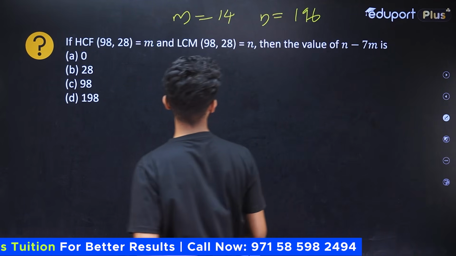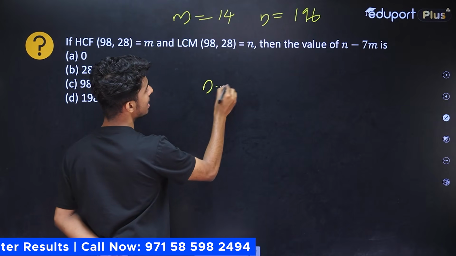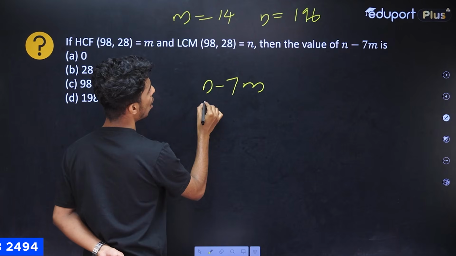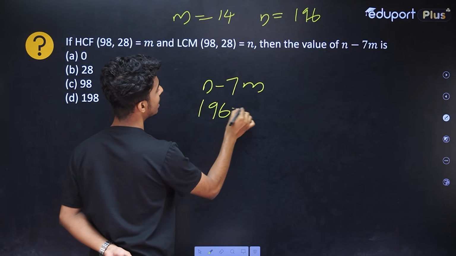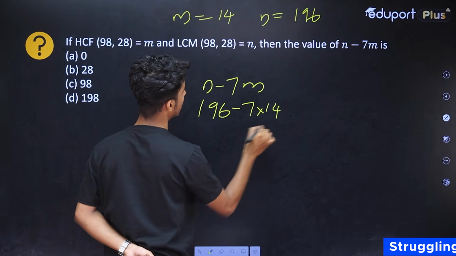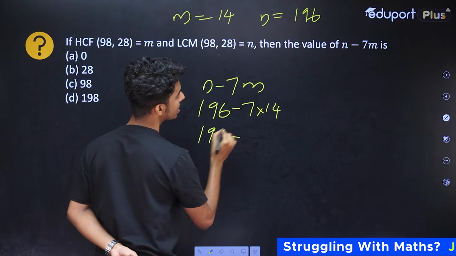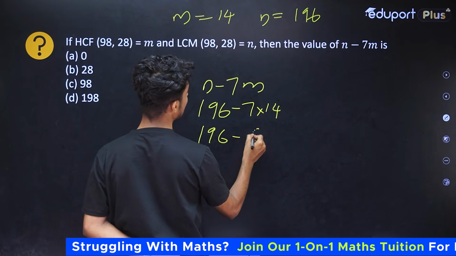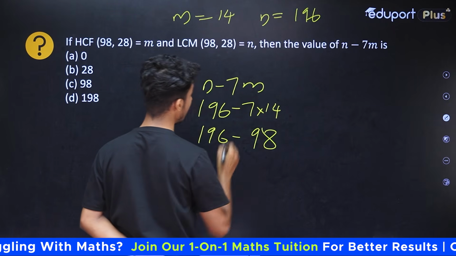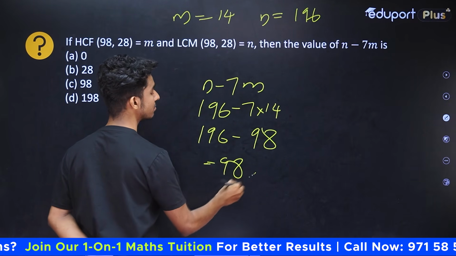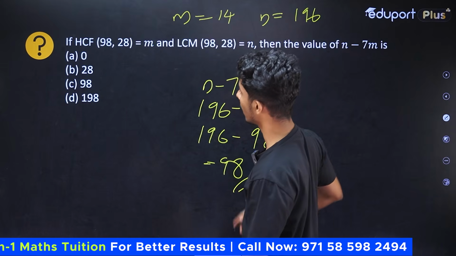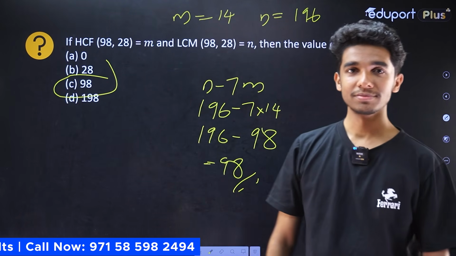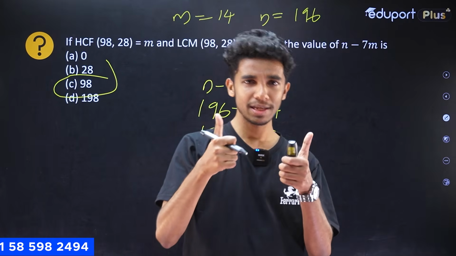Now what happens? N minus 7M. 196 minus 7 into 14. 196 minus 98. It becomes 98. Our answer is none other than 98. Okay, right? Good with HCF and LCM?